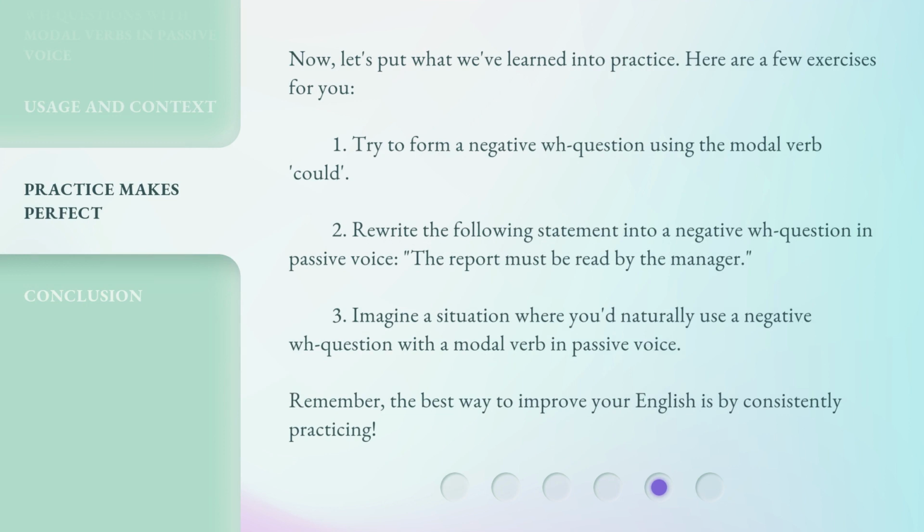Now, let's put what we've learned into practice. Here are a few exercises for you. 1. Try to form a negative WH question using the modal verb, could. 2. Rewrite the following statement into a negative WH question in passive voice. The report must be read by the manager. 3. Imagine a situation where you'd naturally use a negative WH question with a modal verb in passive voice. Remember, the best way to improve your English is by consistently practicing.